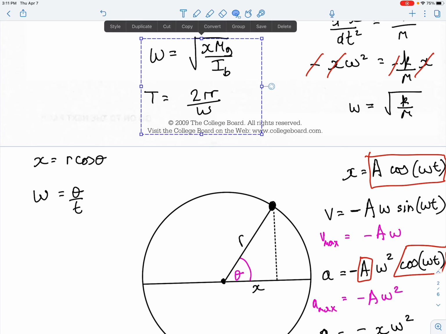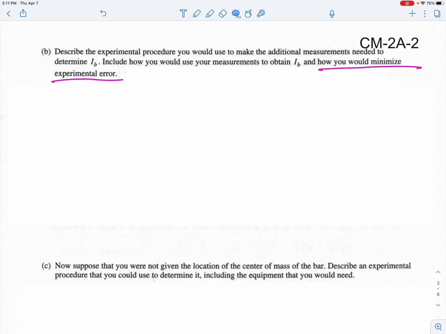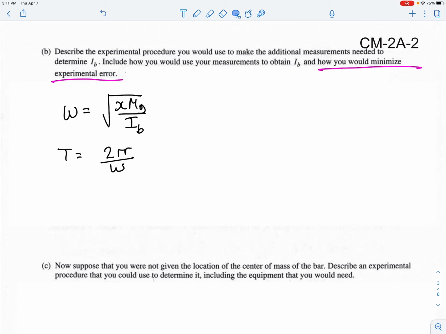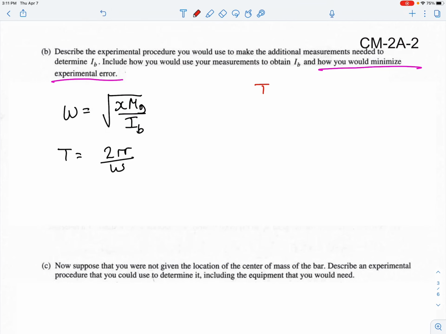Let me copy this because I can't remember from the top of my head. Paste. So that means T should be equal to 2 pi times the square root of x m g over I_B. I just put it down there.